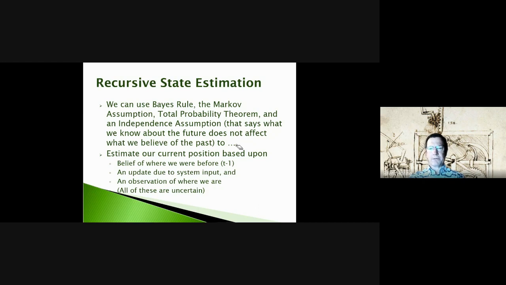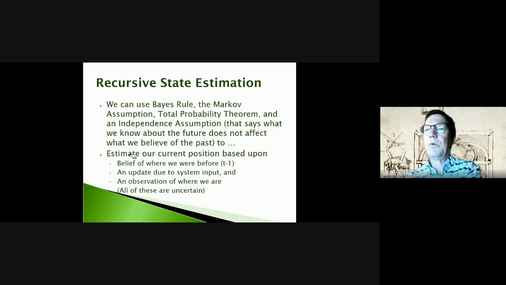what we know about the future, perhaps we know something about a future state, doesn't affect what we believe about the past, right? So it may seem obvious, but it's still an assumption that we're making, and it doesn't always hold. But given these are pretty broad assumptions, they apply in a lot of cases. Bayes' rule is absolute, if you do it properly. Total probability theorem, that's absolute. These others are assumptions, and they generally hold in a lot of interesting cases, right?